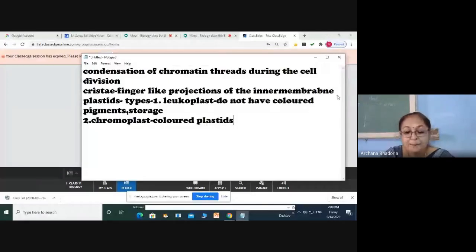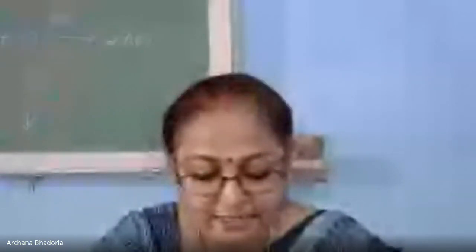They have different colored pigments instead of plastics. You write down colored pigments are there. Is it very clear? So, out of these colored pigment-containing plastids, which you call chromoplast, one only we will be studying, which contains the green color pigment, and that is known as chloroplast.